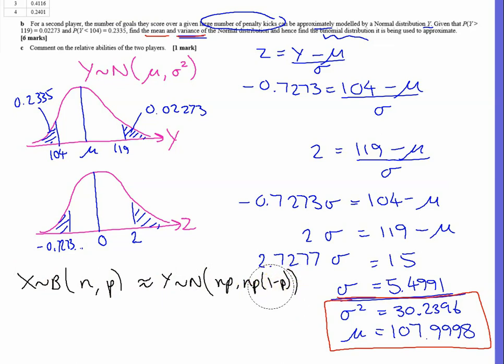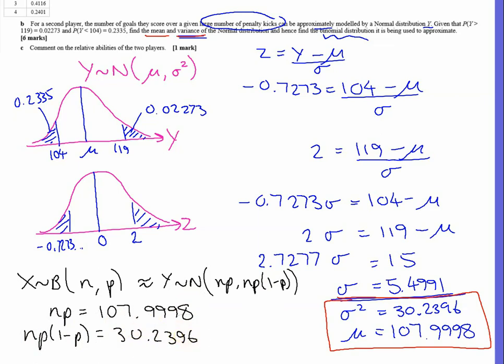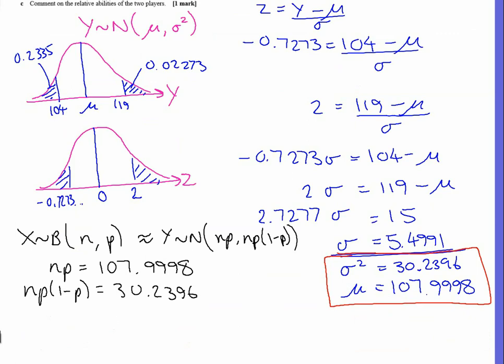So what we know is np is equal to 107.9998, and we know np(1 minus p) is equal to the variance, which is 30.2396. So we have two simultaneous equations, and just like before, I subtracted them to eliminate a variable. If I subtract them, I don't eliminate anything, so I don't want to do that. If I add them, same problem. But I can see if I divide them, the np's are going to cancel out.